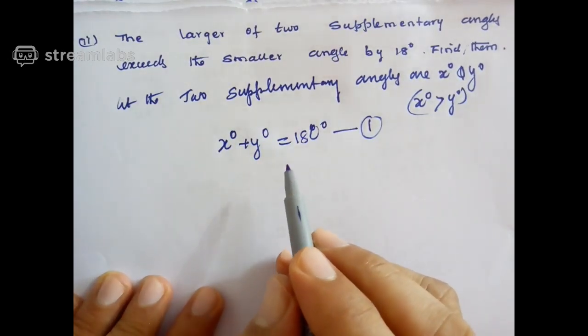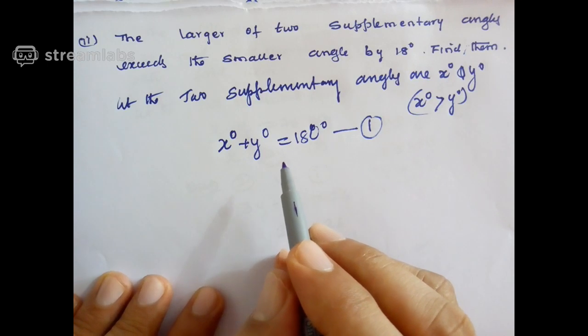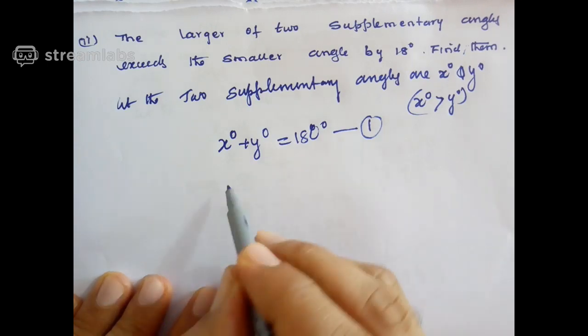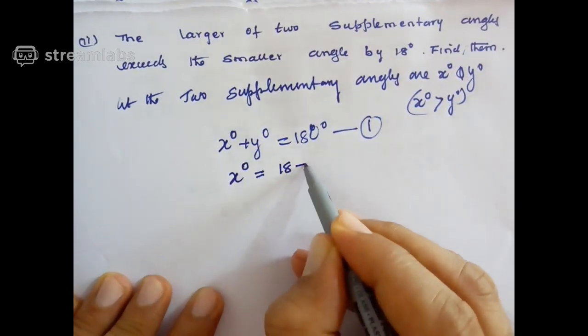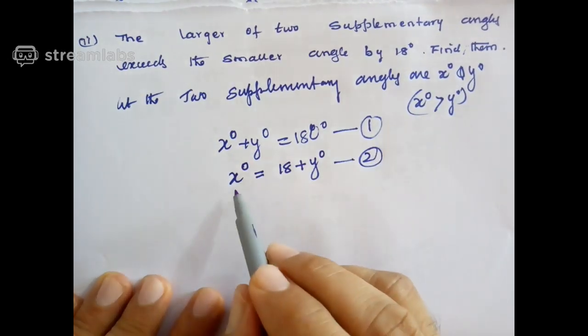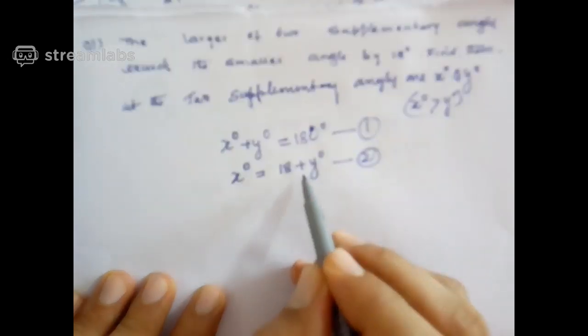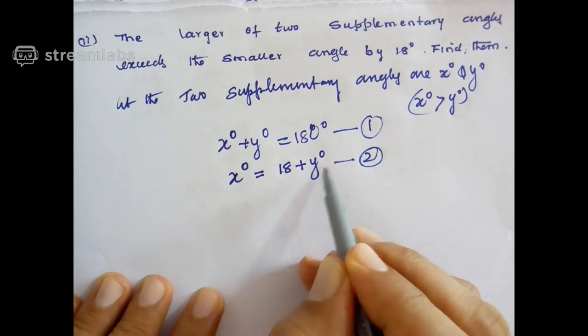And what is the second condition? The larger of two supplementary angles exceeds the smaller by 18. What is the larger angle? x degree, and it is 18 more than the smaller. This is equation number 2. Larger angle exceeds the smaller by 18. x degree is equal to 18 plus y degree.